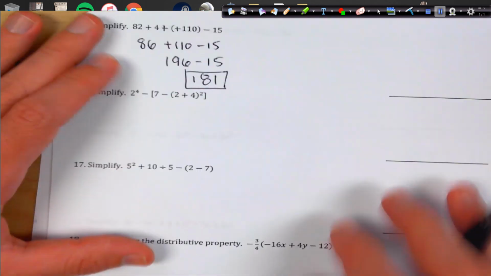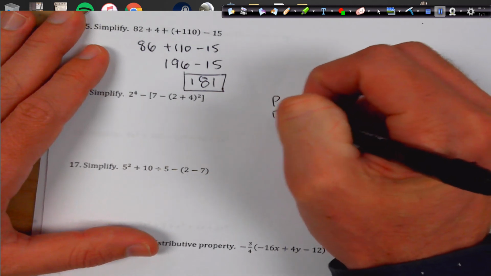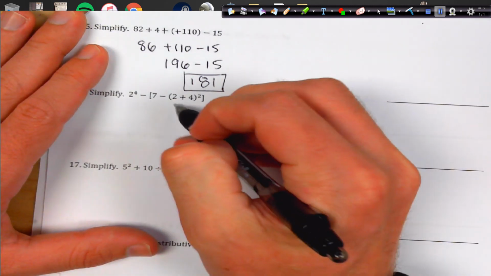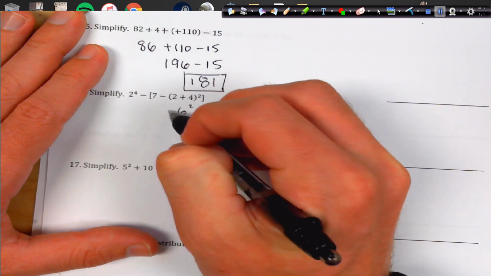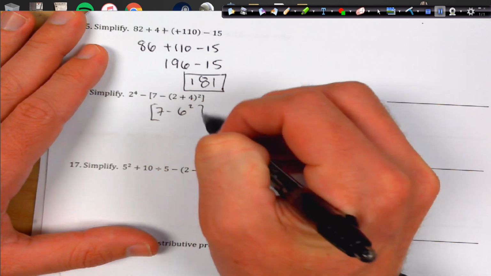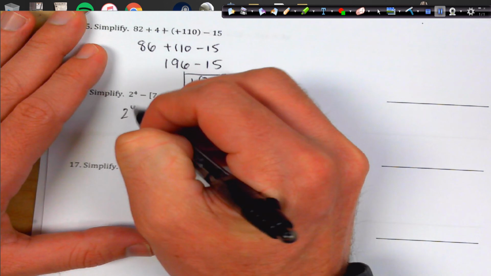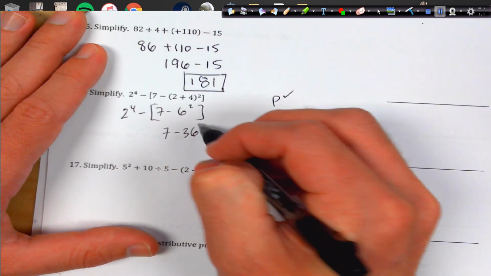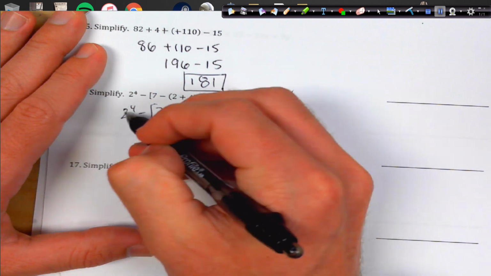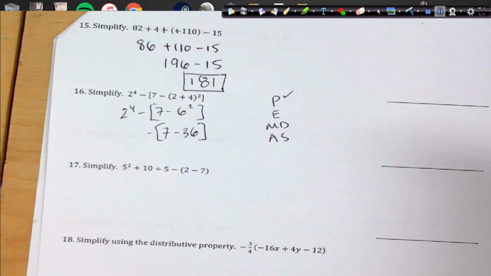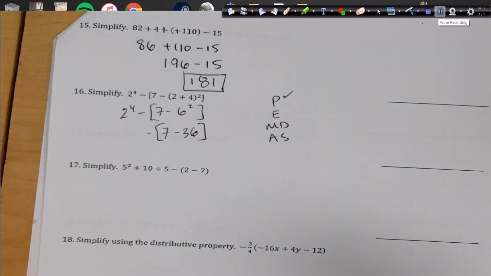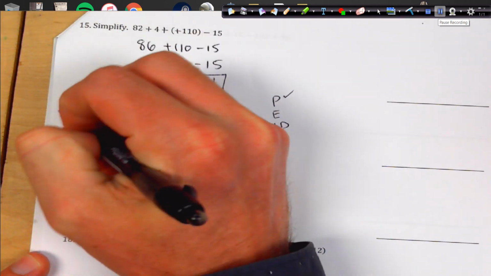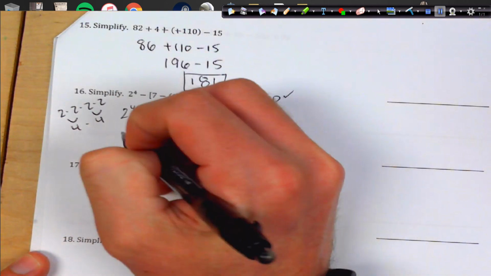Again, follow our order of operations of PEMDAS. I like to check them off. So parentheses first, 2 plus 6. Done. Exponent, 6 squared, that's going to be 7 minus 36. And 2 to the 4th, that's 2 times 2 times 2 times 2. That's 4. 4 times 4 is 16.